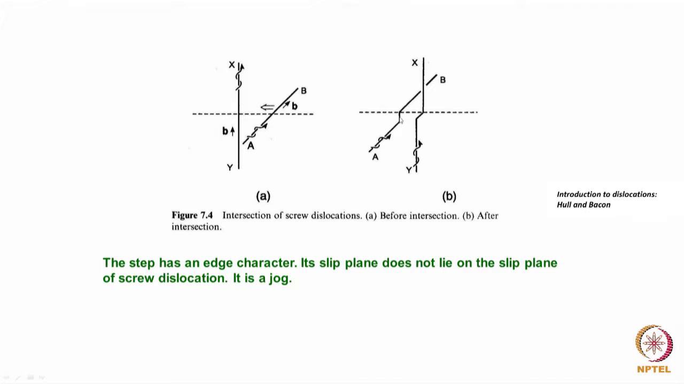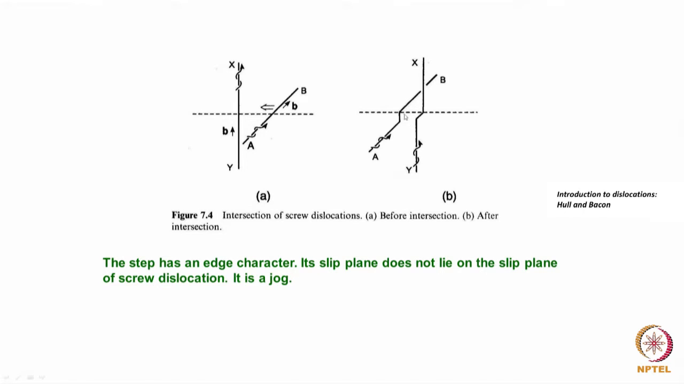If you look at this step, this is the slip plane. This is also the parallel slip plane. It is out of the slip plane. So that means that it is a jog, and the bias vector is in this direction. That is, the bias vector is in this direction, the line direction in this direction, they are perpendicular to each other. So, it is an edge dislocation.